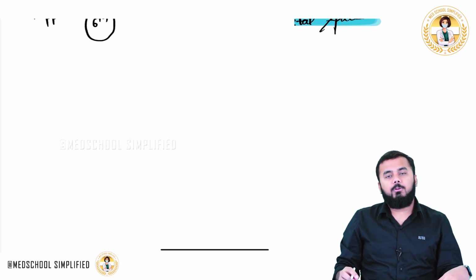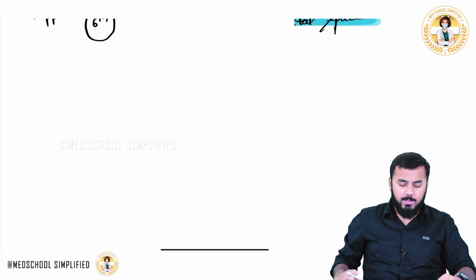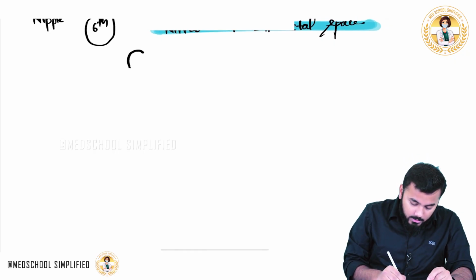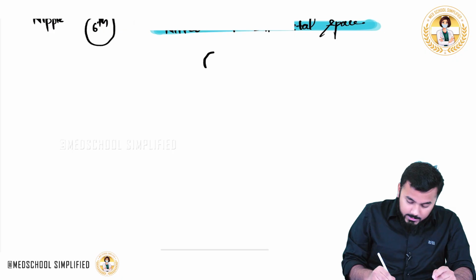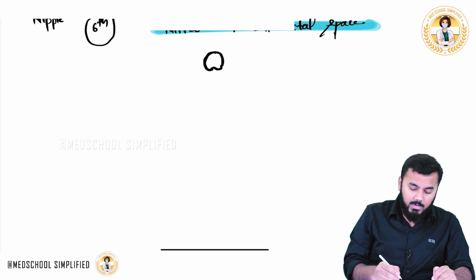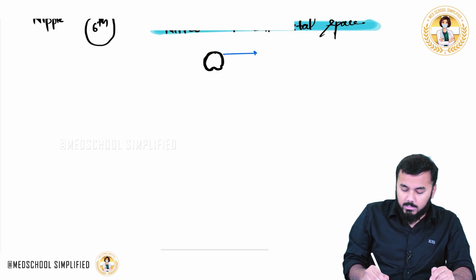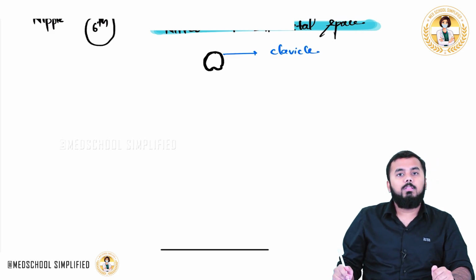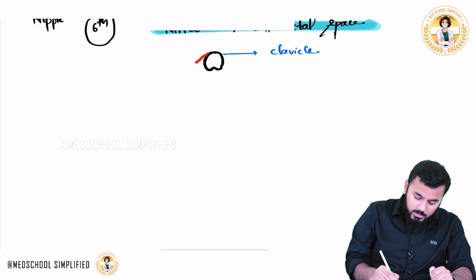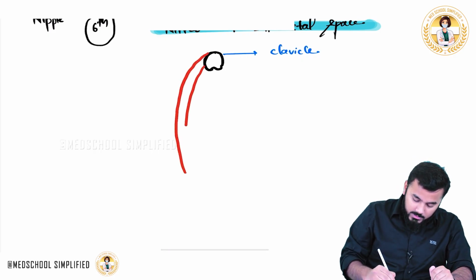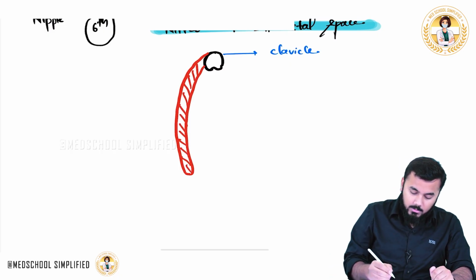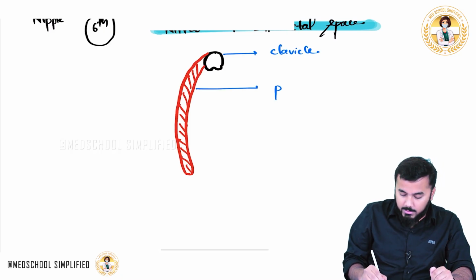Next very important thing I'm going to tell you guys. This is all the time repeated in the exam. Now, before I tell you that, let me draw a small picture. Here you can draw your clavicle. This is your clavicle. In front of the clavicle, I told you that we have got a muscle called pectoralis major. So this muscle over here is your pectoralis major.